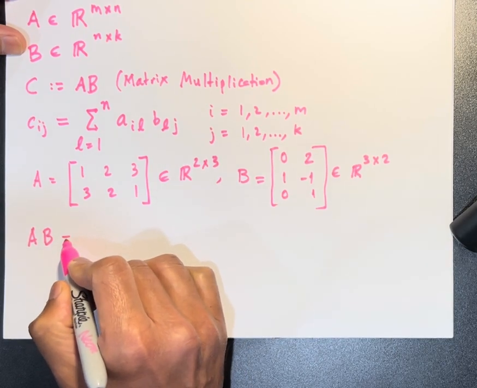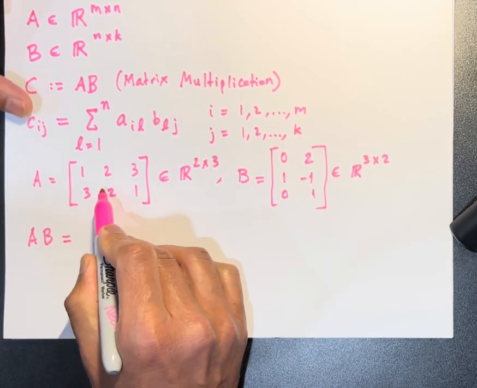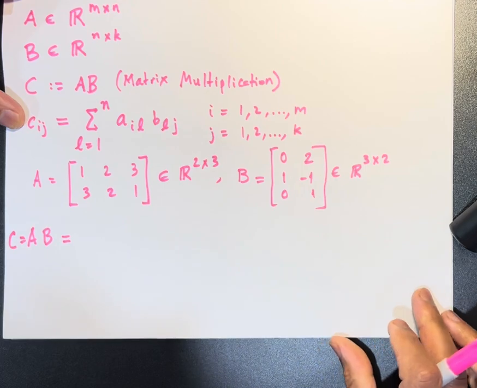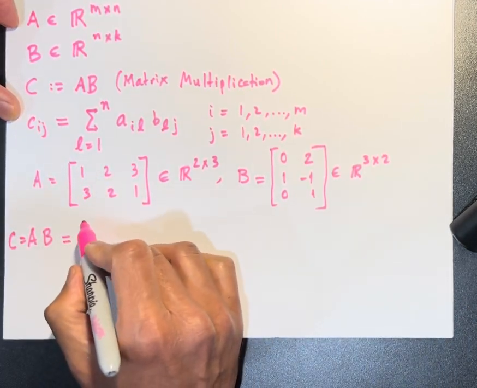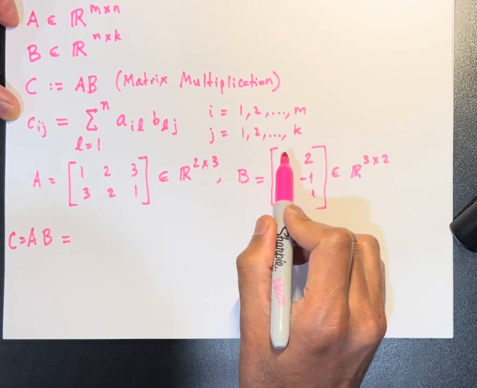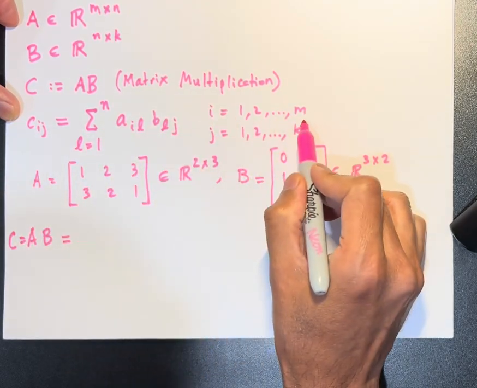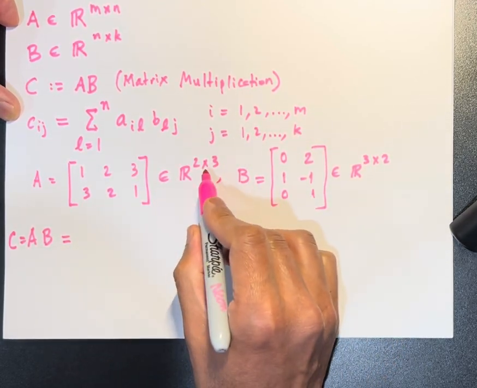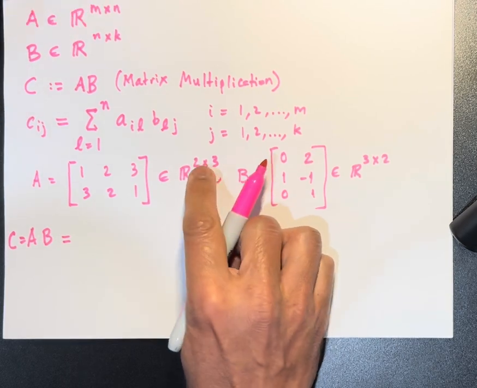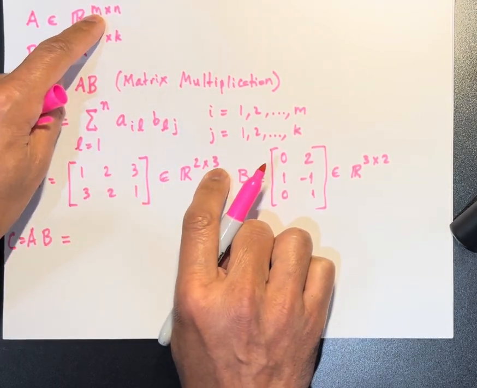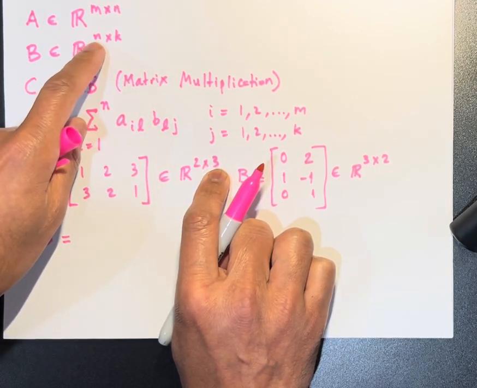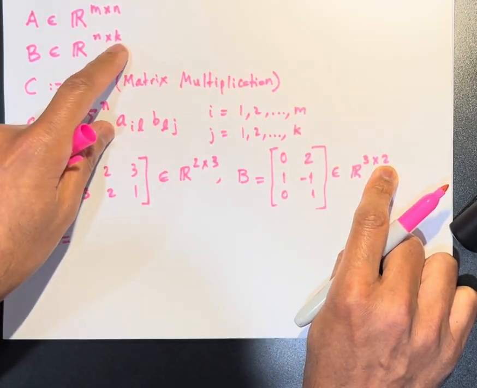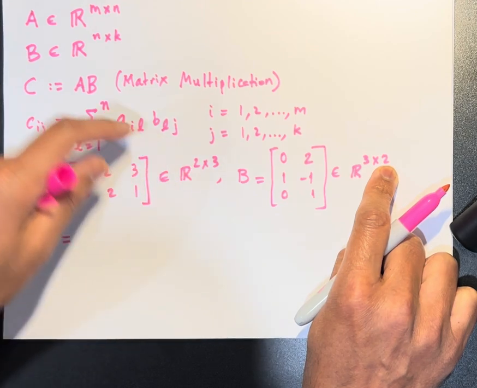To get AB, we have to get the first element. This is C, which is C equal to AB. How do we know the dimension of this? We know that this C has M rows and K columns, so it's going to be M by K. In this case this 2 corresponds to M, this 3 is N, and that 3 has to be the rows of B. So that works. Now K can be anything. It just so happens that K is 2 in this case and M also is 2.